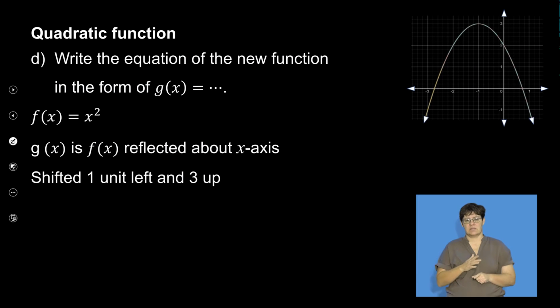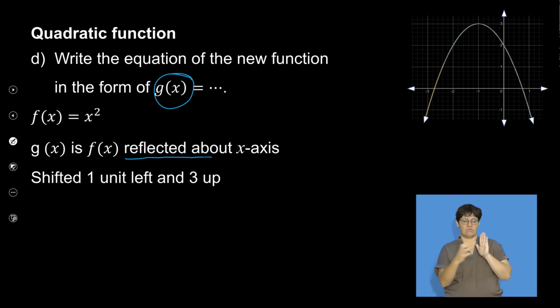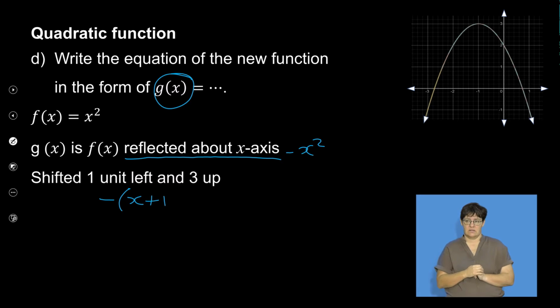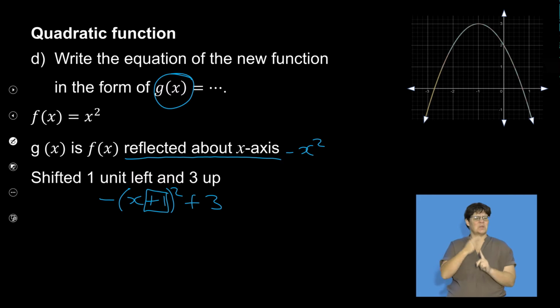Now, they will also want us to write the equation of the new function. To do that, you need to look at how we formed g of x. We formed g of x by reflecting the graph of f about the x-axis, which made it negative x squared. And then from there we shifted it 1 unit left, and shifting it 1 unit left will make it negative (x plus 1) all squared, and then we shifted this 3 units up, which means it will be plus 3. Now I know some people are going to wonder why it is plus 1 and not -1, because to the left is minus.